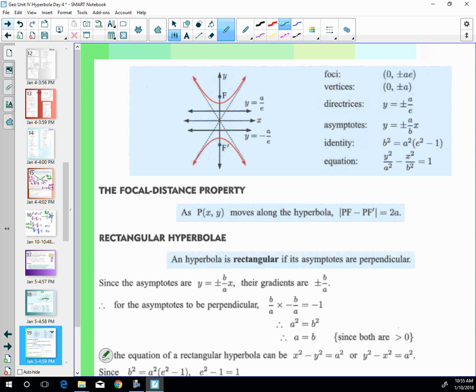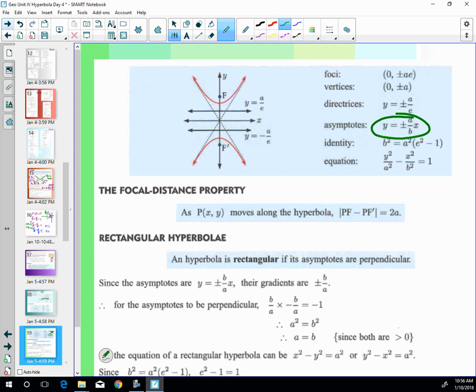Now, if you reverse it so that the hyperbola is vertically oriented, you switch the focal points, you switch the vertices, you switch the directrix. Now it's at y equals, no big deal. And you switch the asymptotes. Those were b over a before, so now they're a over b. But everything else is the same.